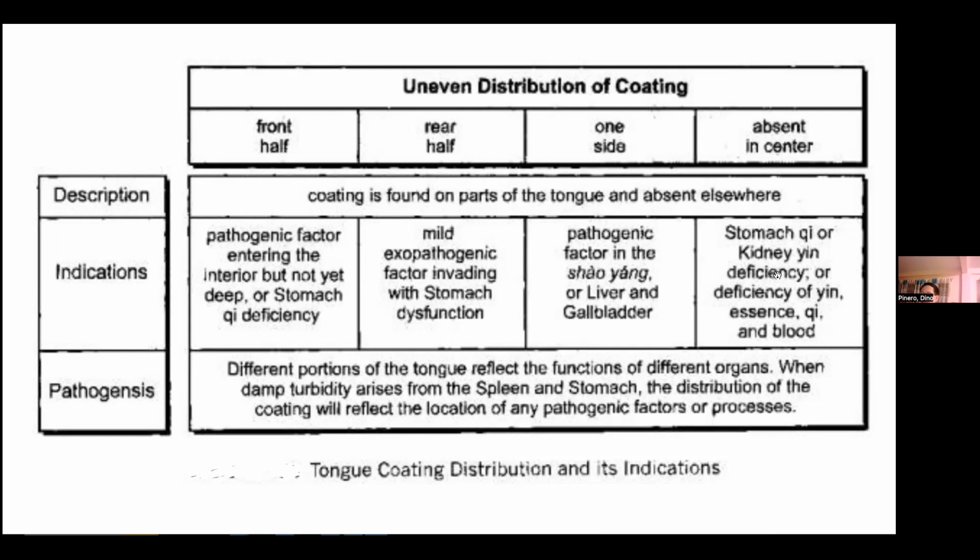Sa pathogenesis, different portion of the tongue reflects the function of different organs. When damp turbidity arises from the spleen and stomach, the distribution of the coating will reflect the location of any pathogenic factor or processes. So, ibig sabihin, nabubuo or nag-start po yung pagkakaroon ng tongue coating from the stomach and spleen, yung damp turbidity umaakyat, and kung there is a pathogenic factor or processes, yung specific area na affected na may pathogen, dun po malulocate yung changes ng tongue coating. So this one starts with the spleen and stomach damp turbidity, tumaas, and ma-observe natin sa tongue on a specific area which has affectation. Okay?